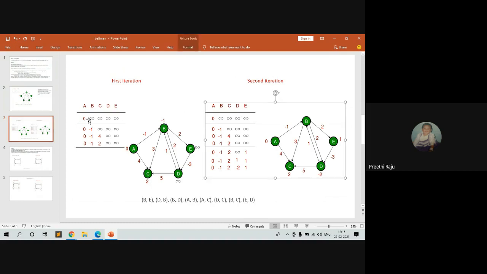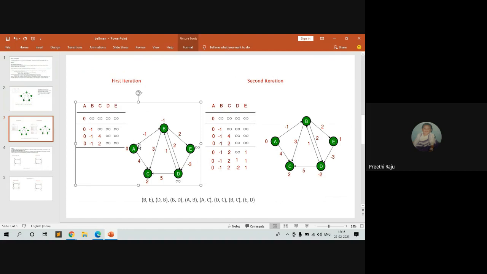First, in the initial condition, we know that A is 0 and all others are infinity. Now, from A to B, the weight of the edge is minus 1. So we do 0 minus 1, which is minus 1. That is the only path for B from the source node, so it is written here as minus 1.